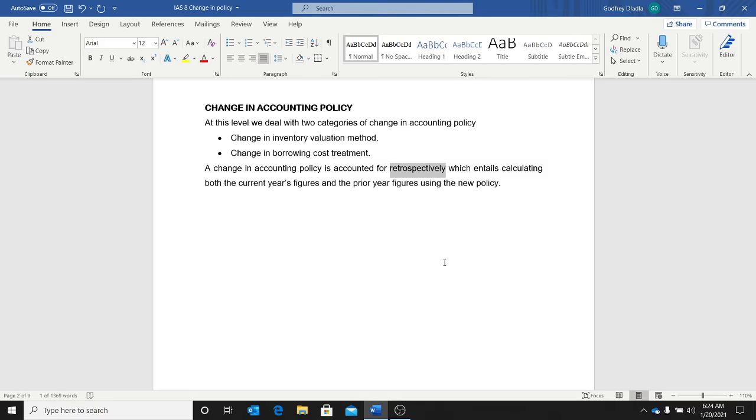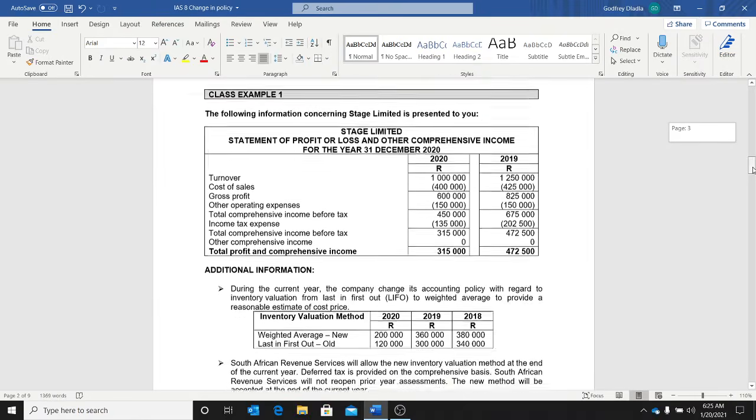Then there's another word called prospectively. You will see it when we are doing change in estimate. Prospectively means fix this year and go forward. Right. When we're dealing with change in estimate, we account for it prospectively. But a change in accounting policy is accounted for retrospectively. Fix this year, then you go back. Now you'll see it says a change in accounting policy is accounted for retrospectively, which entails calculating both the current year figures, like I said, you fix this year, and the prior year figures using the new policy. Okay, so when you are dealing with a change in policy, you fix it retrospectively.